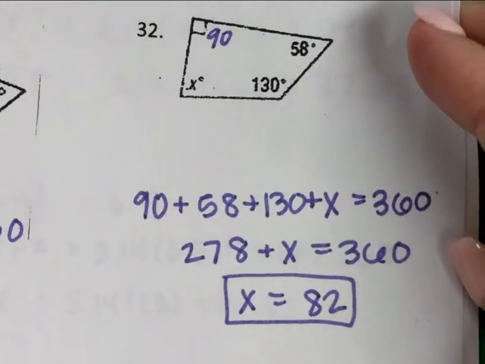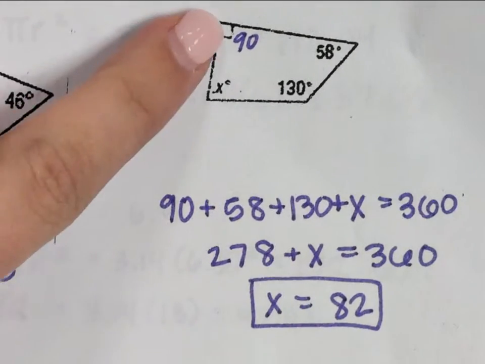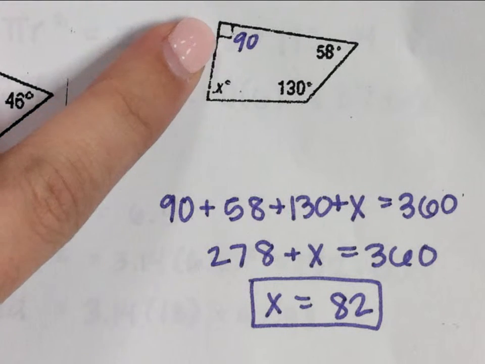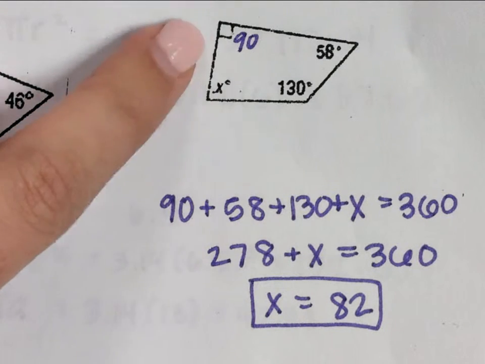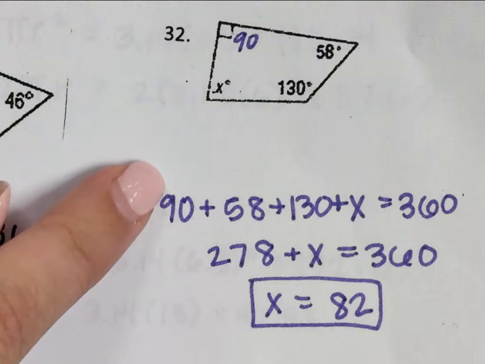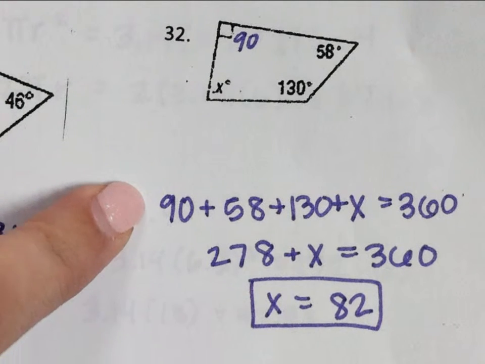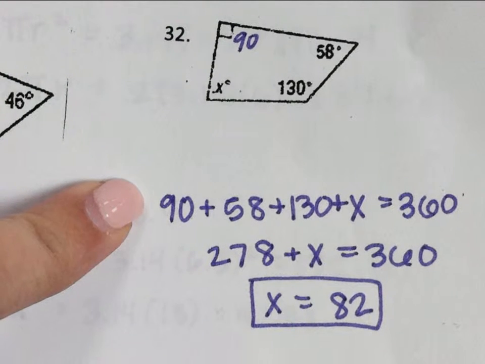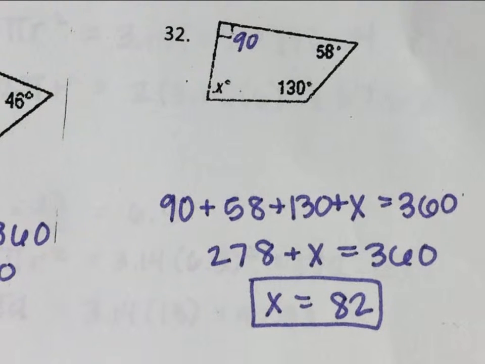All right, number 32. You have to remember that square right there tells you it's a 90-degree angle. So don't forget to add that 90 in. I didn't add my 90. I got 172. You have to add that 90 in there. You should know this because a quadrilateral has 4 angles. So that means that you should always have 4 different measurements added together to equal 360.